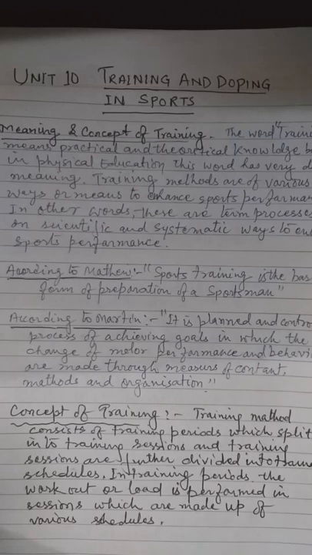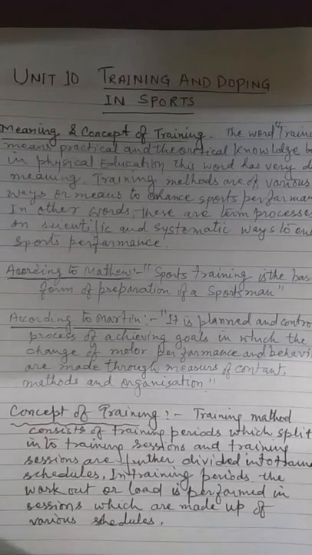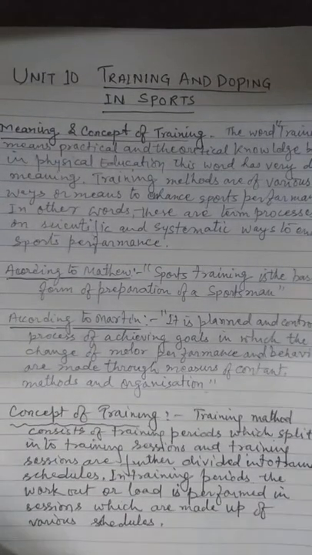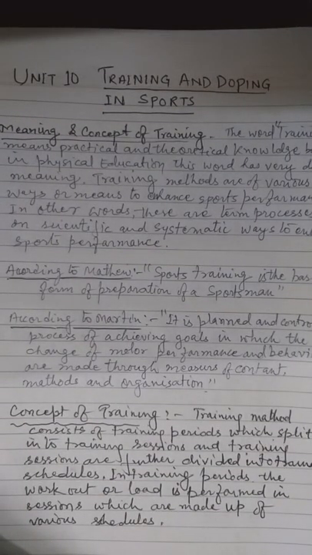Some authors give different definitions of training. According to Matthew, sports training is the basic form of preparation of a sportsman. According to Martin, it is a planned and controlled process of achieving goals in which the change of motor performance and behavior is made through measures of content, method, and organization. Now, training is the planned preparation for games and sports.